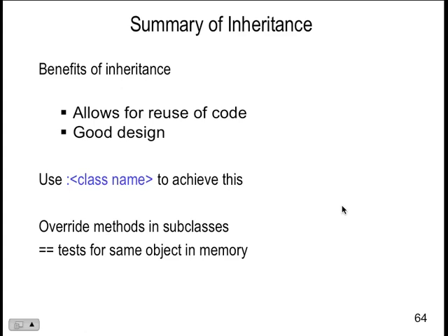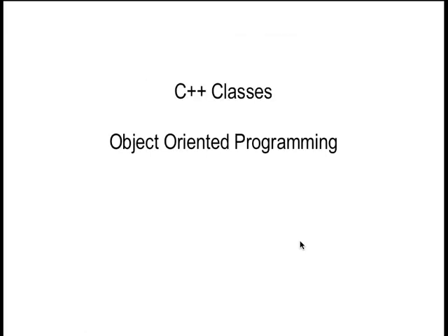It's inaccessible at one point because we've changed the pointer. So here's a summary of the inheritance concept. The benefits of inheritance: allows you to reuse the code, allows you to specialize classes, creates good design. Use the class name, colon, and the class name to achieve this. This is how you're doing it. And you override methods in the subclass. And the comparison operator tests the same object in memory, does not check to see if it's the same instance.